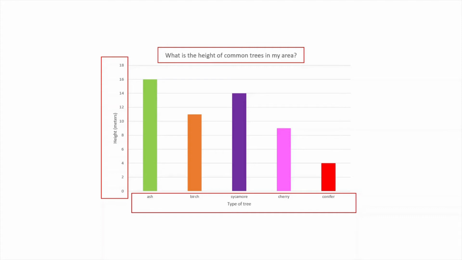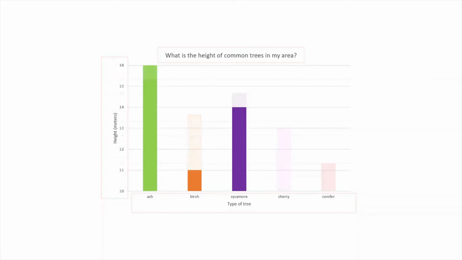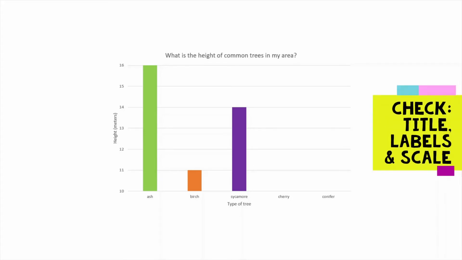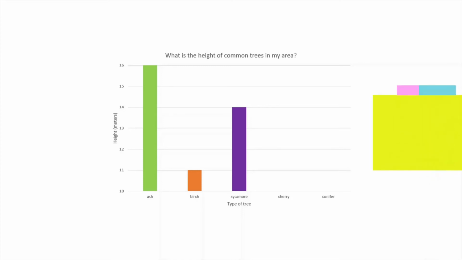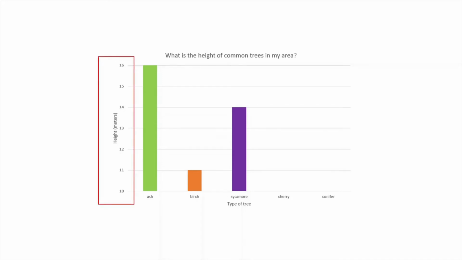By manipulating this graph, I can make the same data look very different, however. This graph was made using the exact same data or information that I collected. You can see from this data, at a glance, it looks like the ash tree is much taller than either the birch, sycamore, or any other for that matter. And when we check our three features, our title is still there, our labels are the same, but the scale at the side of our graph has changed quite drastically. It no longer starts at 0 meters but 10 instead.